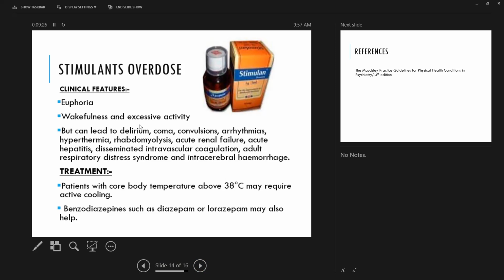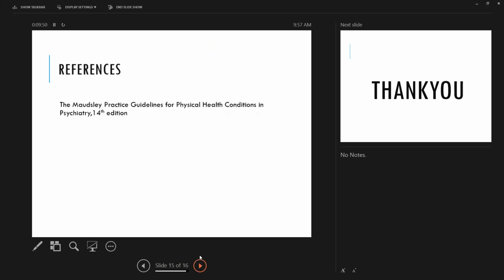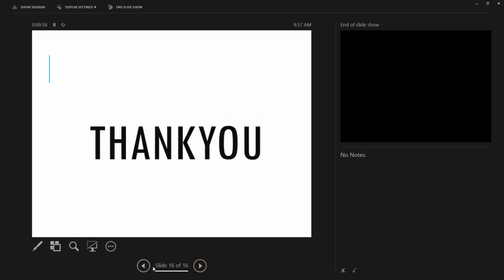Features are euphoria, wakefulness, and excessive activity, but can lead to delirium, coma, convulsions, arrhythmias, hyperthermia, rhabdomyolysis, acute renal failure, acute hepatitis, disseminated intravascular coagulation, adult respiratory distress syndrome, and intracerebral hemorrhage. Treatment: a patient with core body temperature above 38 degrees Celsius may require active cooling. Benzodiazepines such as diazepam or lorazepam may also help. My reference is the Maudsley practice guideline, 14th edition. Thank you.